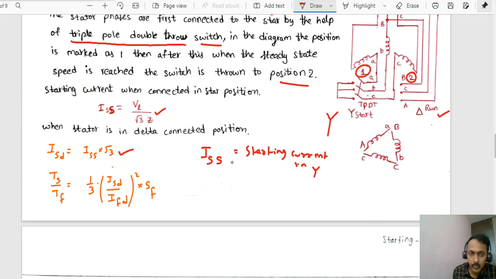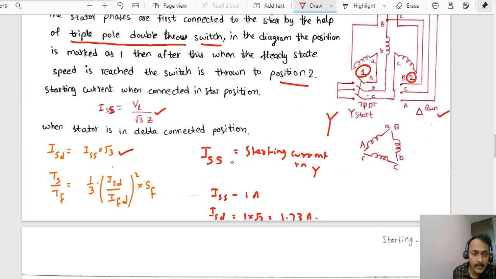For example, if starting current in star manner is 1 ampere, the same starting current in delta manner will be 1 into root 3, which is around 1.73 amps. That much difference will be there for the same current, whether it is delta connected manner or star connected manner. So the starting current in delta connected manner will be root 3 times the ISS.